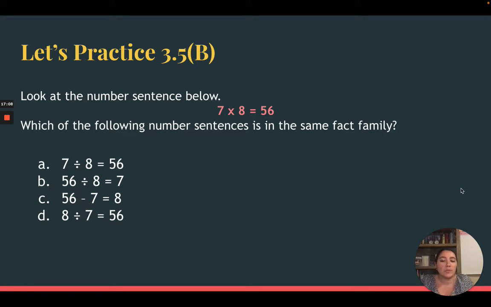It's super important to remember, specifically with A and D, they're trying to trick us with these kinds of questions because we see the same numbers, but they're using the wrong symbol. They're saying division, whereas for those to be true, they would have had to have been multiplication. All right, let's keep going.